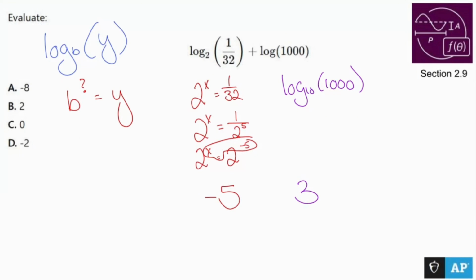What I need to do is add these guys up, and negative 5 plus 3 is negative 2. So the answer is D, in my southern accent.